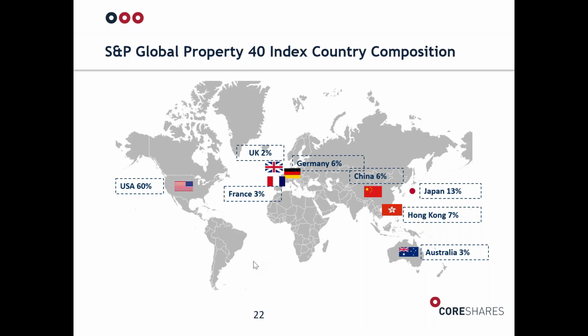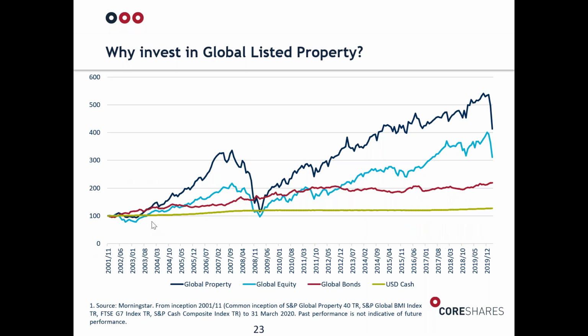So it's 60% in the US, a few in Europe, UK, France, Germany, and then Pan-Asia: Japan, Hong Kong, Australia, and China. So a nice global exposure there to the biggest property companies. And this is really the graph that I want to show in the context of talking about property.